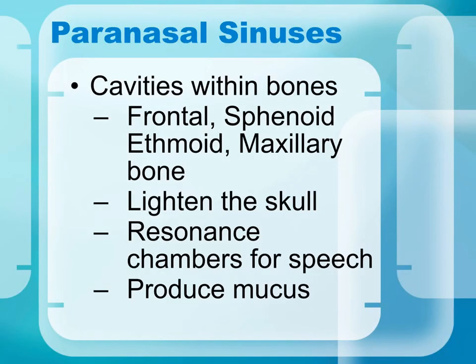Paranasal sinuses are spaces within the bone. There are 4 specific bones that contain paranasal sinuses. The frontal bone is the forehead bone. The sphenoid and ethmoid bones are bones that make up the floor of the skull. And the maxillary bone, which is the upper jawbone. These are the 4 bones that contain the sinuses.